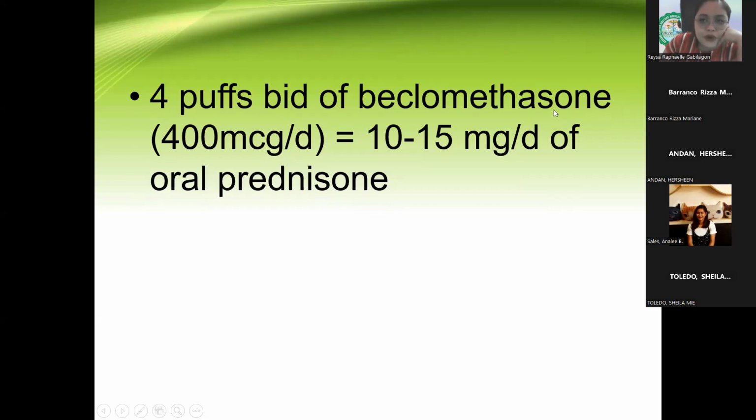So we have here examples, no? We have beclomethasone na ginagamit inhalational. The 4 puffs twice a day of our beclomethasone, the dose is 400 micrograms per puff niyan, is equivalent to 10 to 15 milligrams per day of oral prednisone. So, parehas lang sila ng activity ng prednisone and the beclomethasone at this certain dose, again, ang problema natin pag nag-oral tayo, yung systemic adverse effects. So, for asthma, this one is the best option.